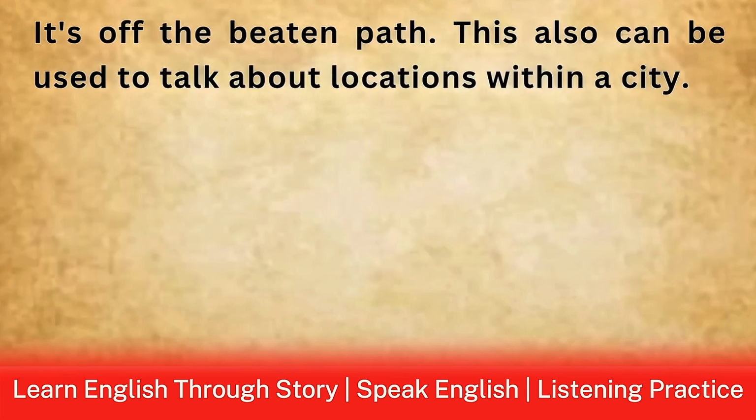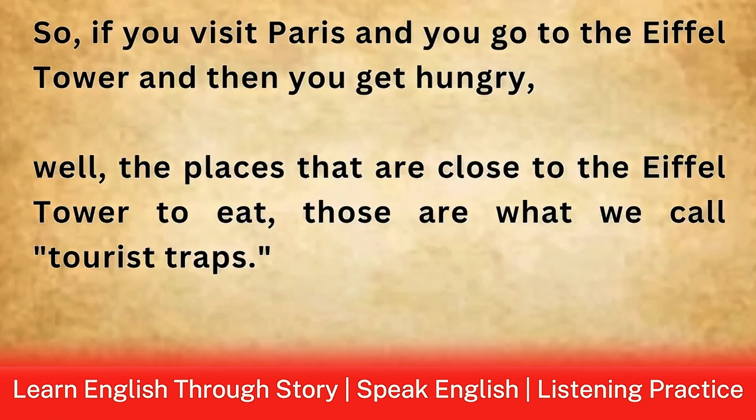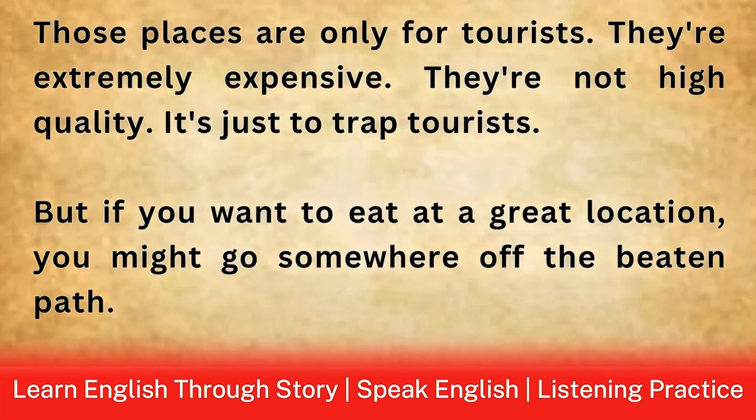This also can be used to talk about locations within a city. So if you visit Paris and you go to the Eiffel Tower and then you get hungry, well, the places that are close to the Eiffel Tower to eat, those are what we call tourist traps. Those places are only for tourists. They're extremely expensive. They're not high quality. It's just to trap tourists. But if you want to eat at a great location, you might go somewhere off the beaten path.